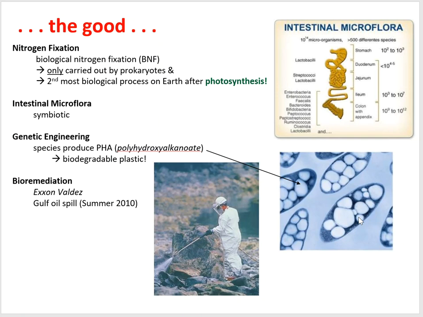Bacteria have such simple genomes, we can trick them into genetic engineering. We can stick genes into them and have them make stuff that they don't need, like polyhydroxyalkanoate. It's a biodegradable plastic. That's what you see in the picture. Those little lumps are PHA. The bacteria doesn't need it.